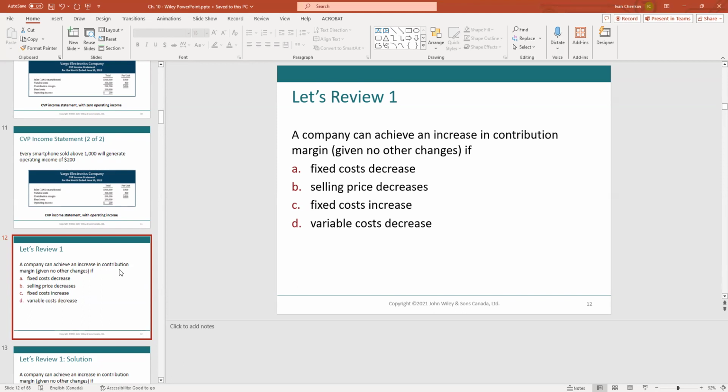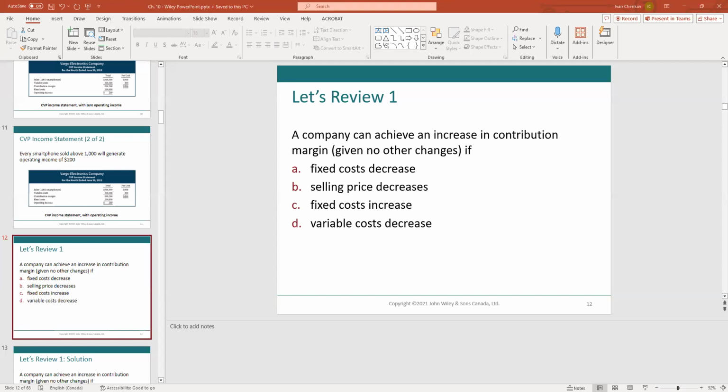Any other suggestions? Is the fixed cost related to contribution margin? No. Is the sales price related to contribution margin? Yes. But if I decrease the sales price, am I going to increase the contribution margin? No. So let's see. Let's go and check this.